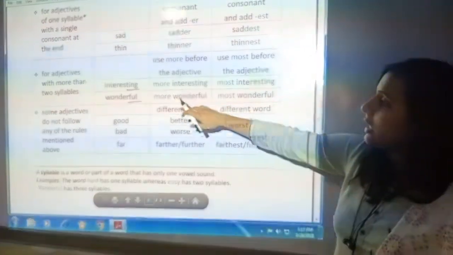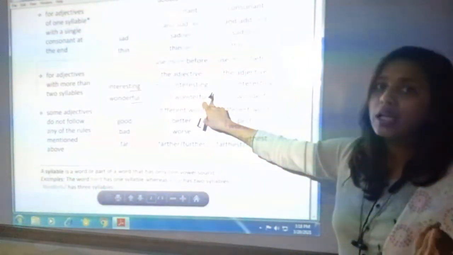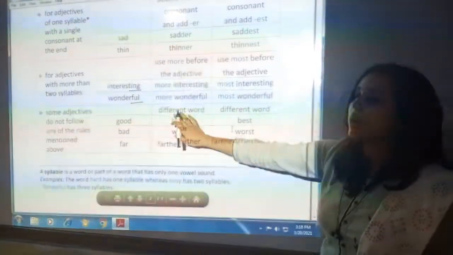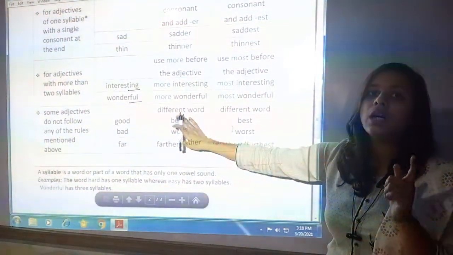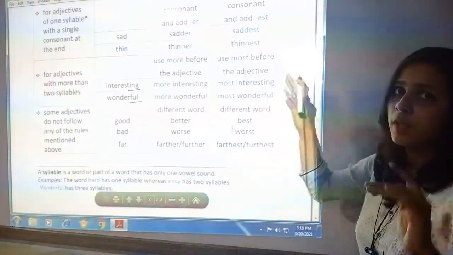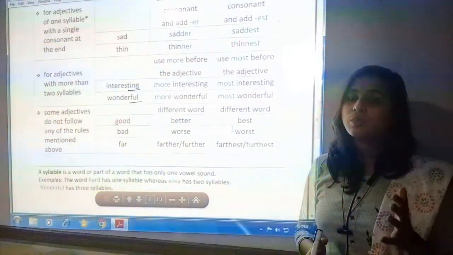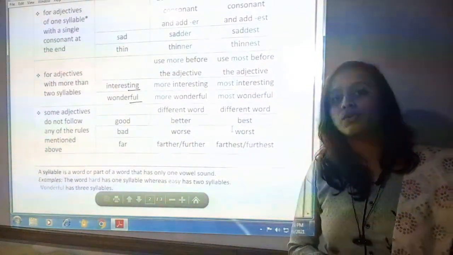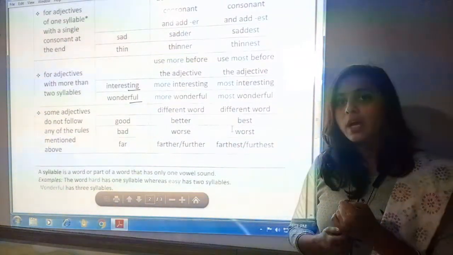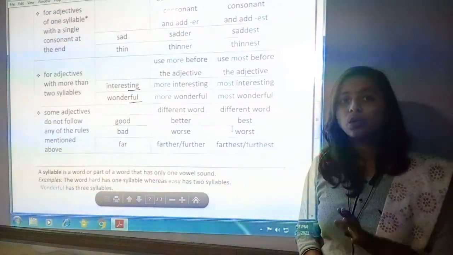Let's see. Interesting will become more interesting in the comparative degree. In the superlative degree, it will become most interesting. Wonderful in the comparative degree, more wonderful. In the superlative degree, most wonderful. If I say beautiful, it will become more beautiful, and in the superlative degree, it will become most beautiful. Clear? So when a suffix is already added, you have to add more and most before the adjective to convert the degree.